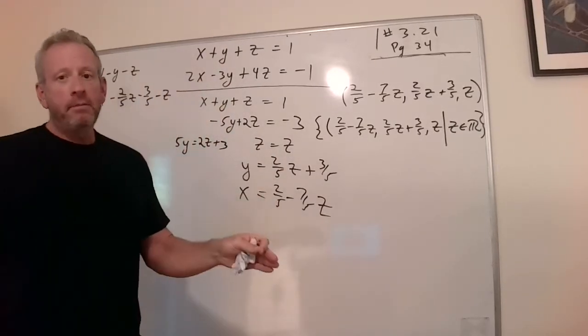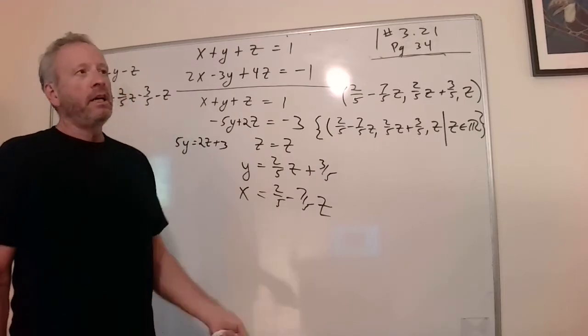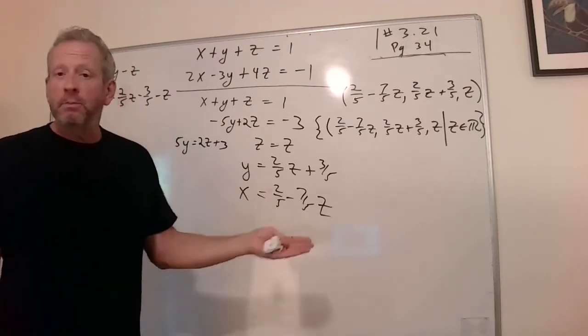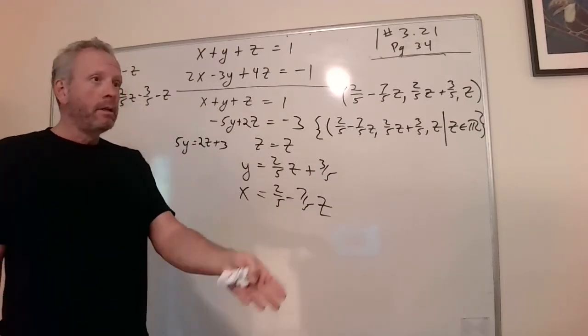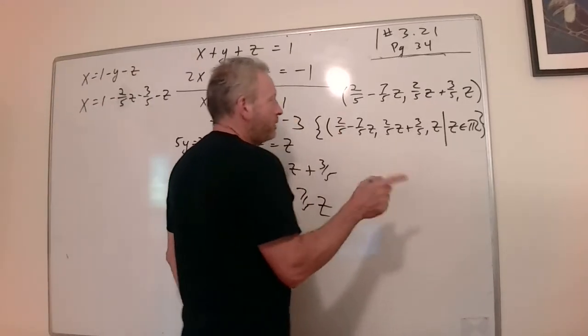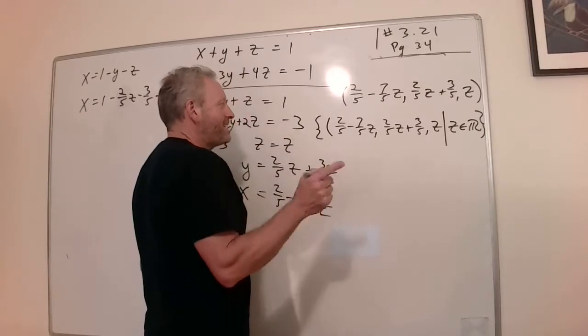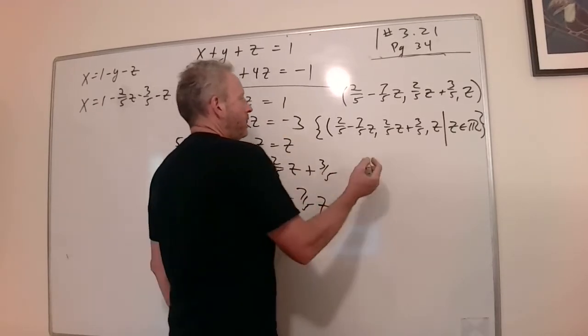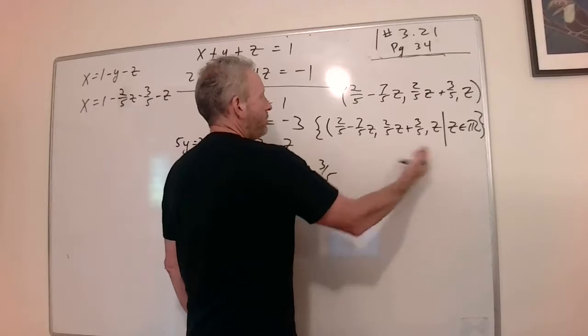Oftentimes the author doesn't talk about it, and you might wonder, well, where'd that come from? That could just be choose a number. I don't know, choose 0. It's easy. So if I set z equal to 0, what does that give me for the rest of this right here?